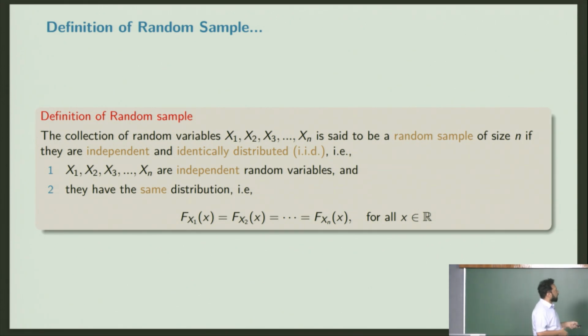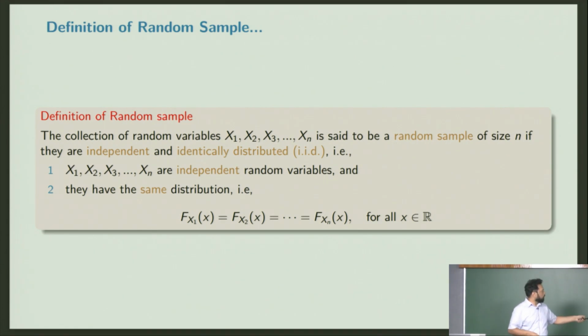So if there are a bunch of random variables and they are independent and identically distributed, obviously they come from the same distribution, because identically distributed exactly means they are coming from the same distribution. They are random variables from the same distribution. So obviously their CDF will be equal.